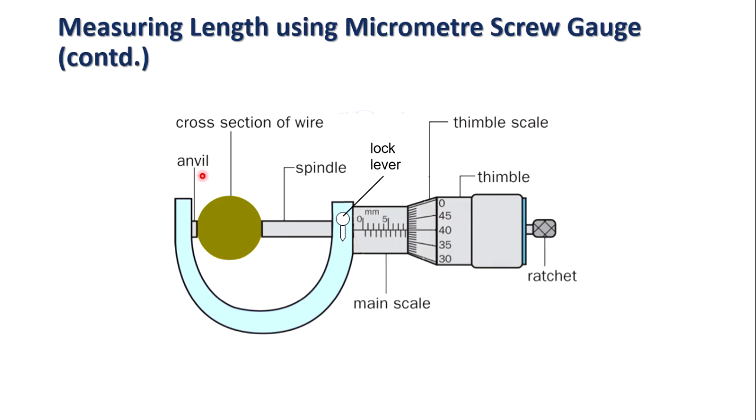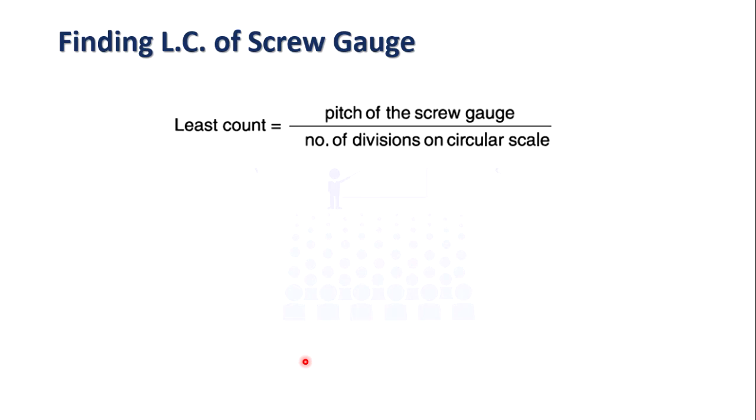Anvil is also called stud. Thimble scale is also known as circular scale. This is its line which is known as index line or datum line. Rest I hope you know all the things as you have studied it in O levels. Now how to find the least count of the screw gauge? Least count is equal to pitch of the screw gauge divided by number of divisions on circular scale. Now what is pitch of the screw gauge?